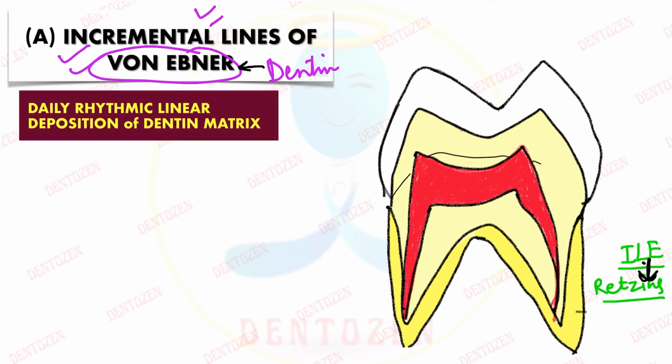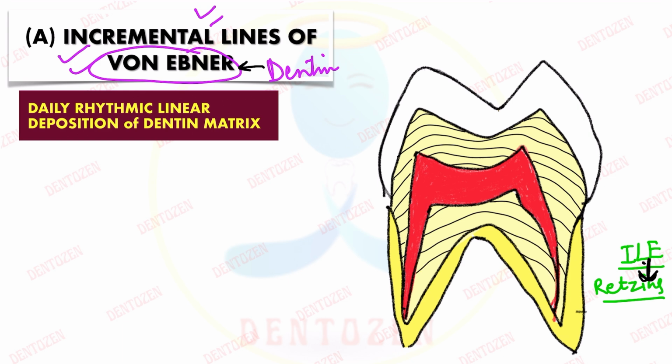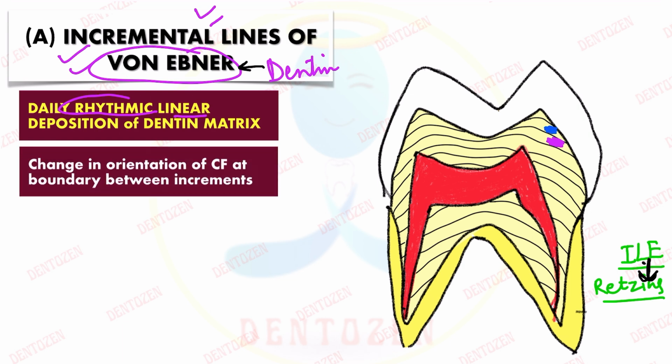These are the lines which represent daily rhythmic linear deposition of dentin matrix. Dentin matrix, which is collagen fibers, is deposited daily in a rhythmic fashion in a linear way as increments. The daily increments that are formed can be a little different in the collagen fiber orientation. So because of change in the orientation of collagen fibers at the boundary between the increments, we can see a line. It will not be the same every day, so because of the change between two increments a line is seen, that is the incremental line.